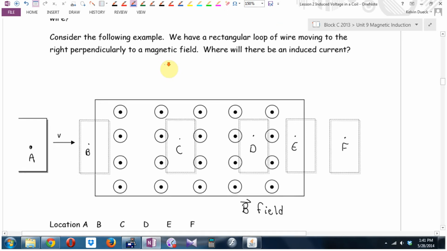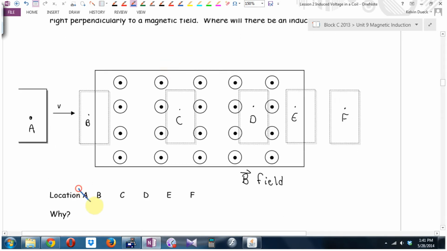Well, why can I go like this? Will there be an induced current at location A or location F? Because there's no magnetic field. Okay.